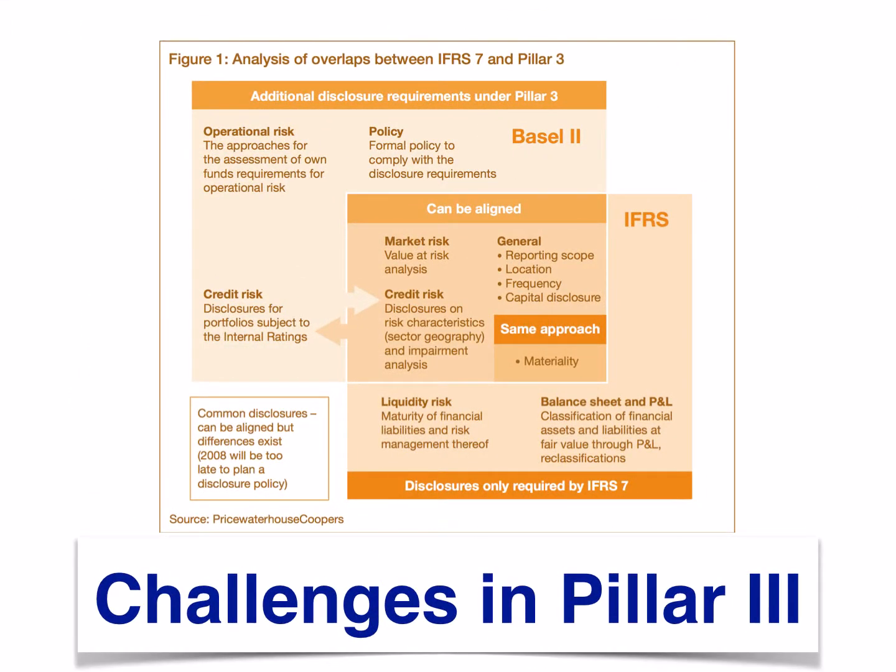Pillar 3 disclosures face some challenges, especially with IFRS, which is illustrated here in Figure 1, highlighting the considerable overlaps between the requirements of IFRS 7 and Pillar 3. In particular, regarding credit and market risk, most of the qualitative disclosures can and should be aligned. Similarly, there is a considerable amount of quantitative disclosures that overlap, such as the analyses of credit risk exposures and value-at-risk measures. There are differences, however, between the two disclosure frameworks. For instance, Pillar 3 does not cover liquidity risk and IFRS 7 does not address operational risk.